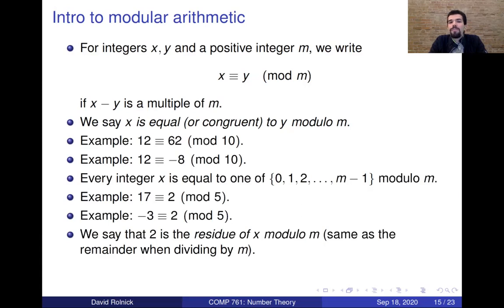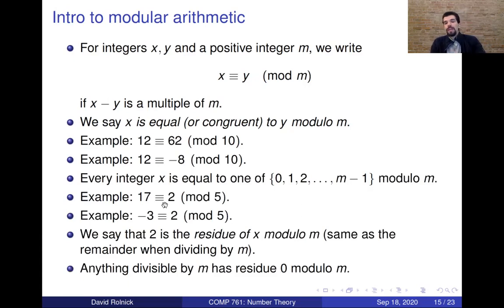And you can think of this as the remainder when dividing by m. So 17, if you divide by 5, you have a remainder of 2. 2 is left over. So if you have to pick a single number to represent an integer modulo 5, you pick one of the residues, so 0 through 4. In particular, anything that's actually divisible by m is going to have residue 0 modulo m. So 5 is equal to 0 modulo 5.